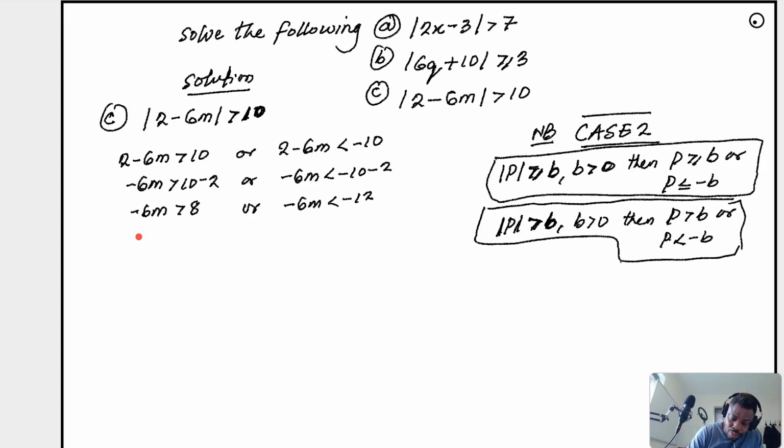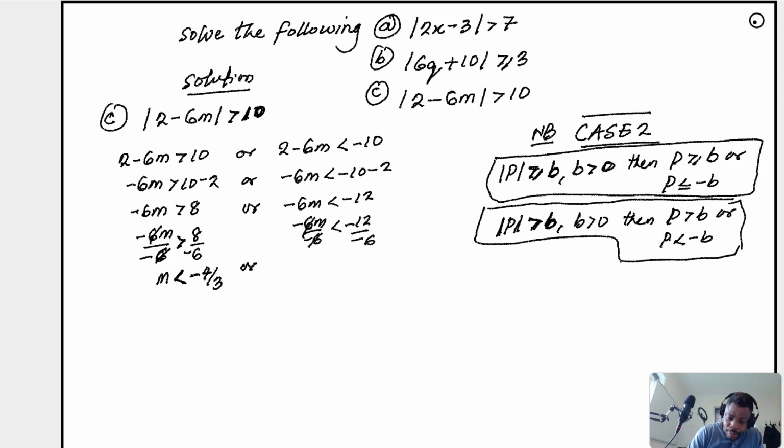So I'm dividing through by minus 6, which is negative, so the inequality sign has to change. Okay? So this is m. This was greater, but this will now be less than because I'm dividing by a negative number. So this is minus 4 over 3, because 2 here 3, 2 here 4. Or, divide by minus 6 here.